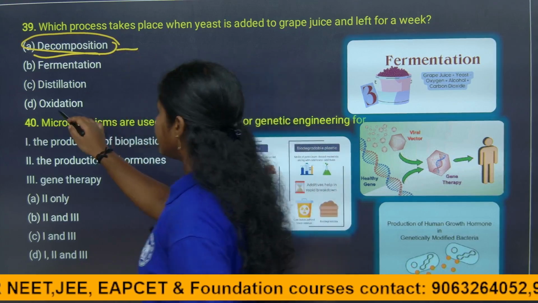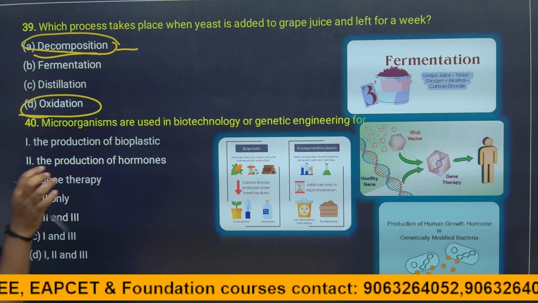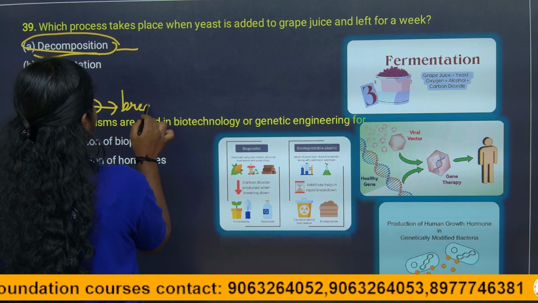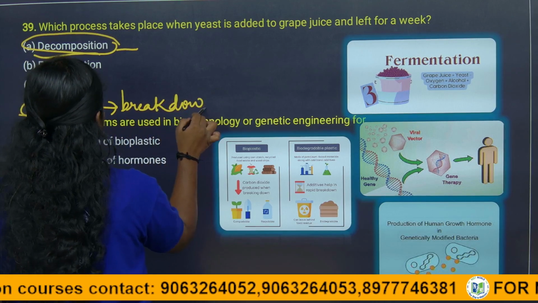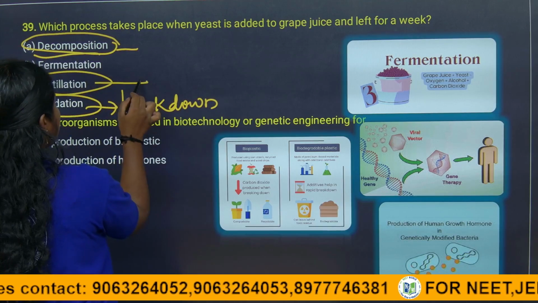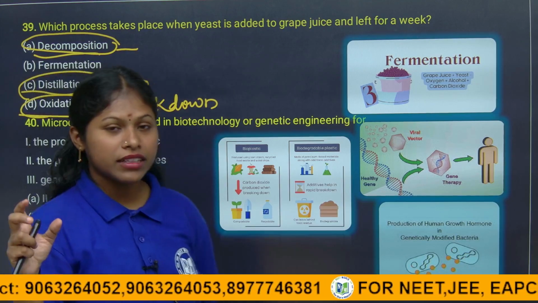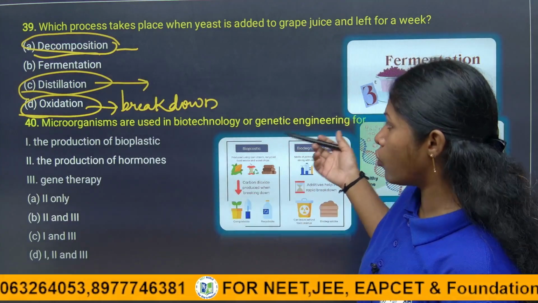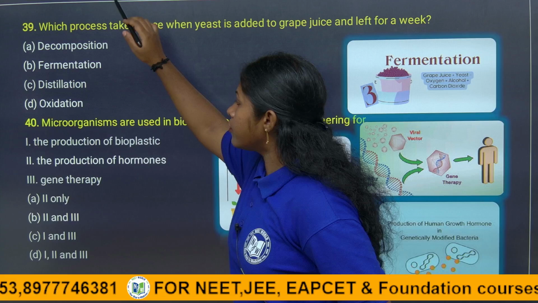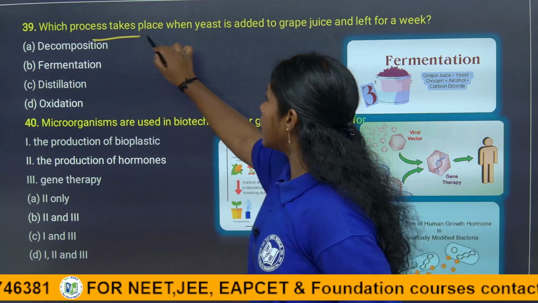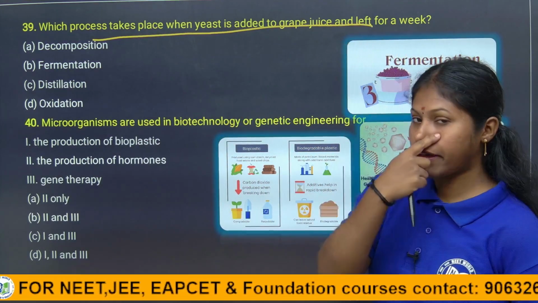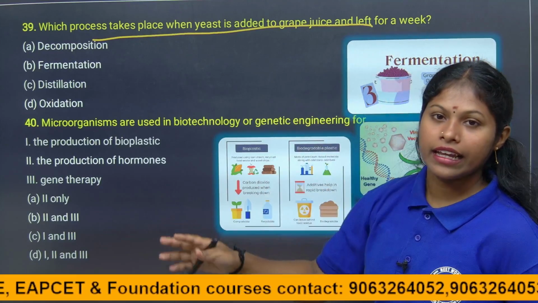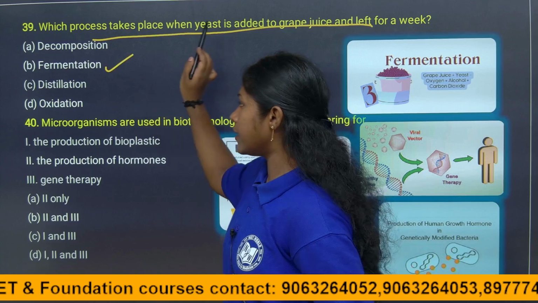So here oxidation means, children, breakdown. Oxidation means breakdown. And coming to the distillation process, children, you will get to know more through the distillation diagram. So here it is not required for the yeast added to the grape juice. We discussed this when we were studying fermentation, children. You can directly know that this process is fermentation, right?